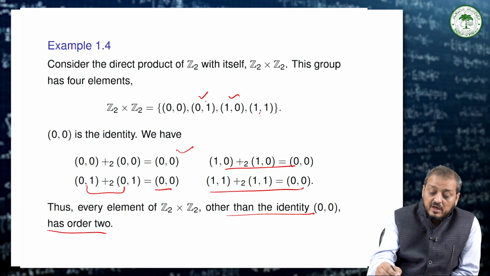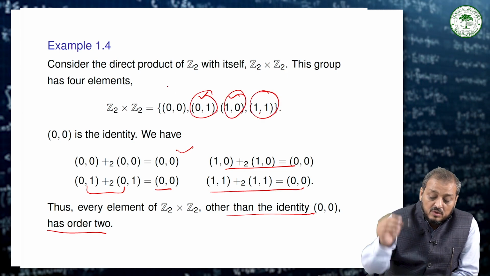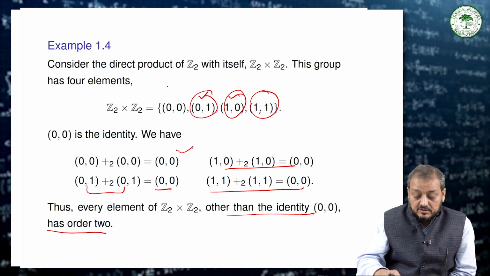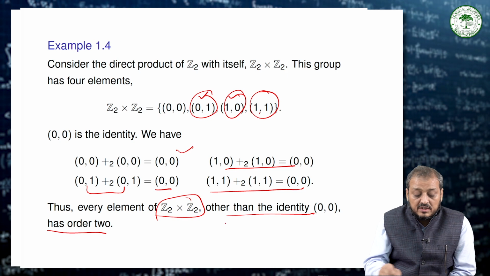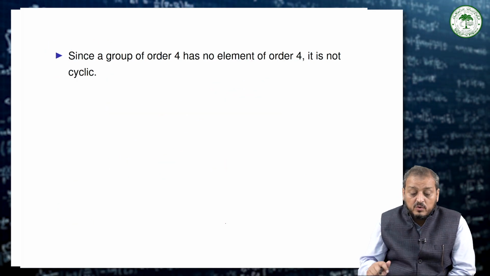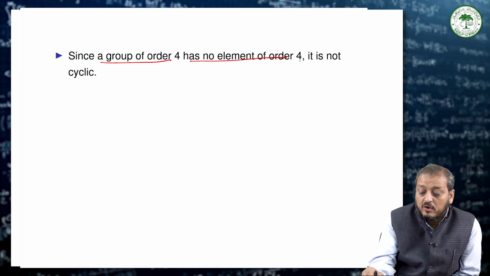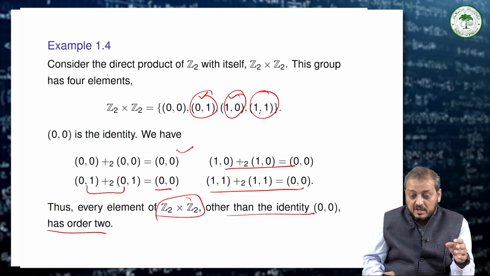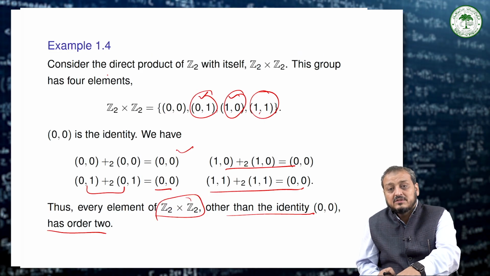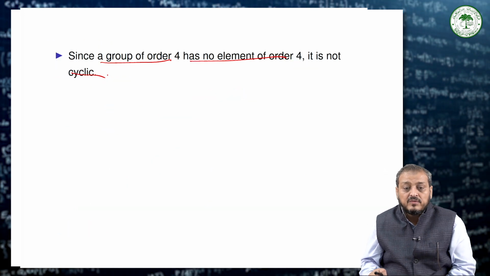So clearly the order of this is equal to 2, the order of this is equal to 2, the order of this is equal to 2, and then we have the identity. So every element of Z2 cross Z2 other than the identity has order 2, and since the group is of order 4 and has no element of order 4, it is not cyclic. This group is not cyclic because there does not exist any element whose order is equal to 4.